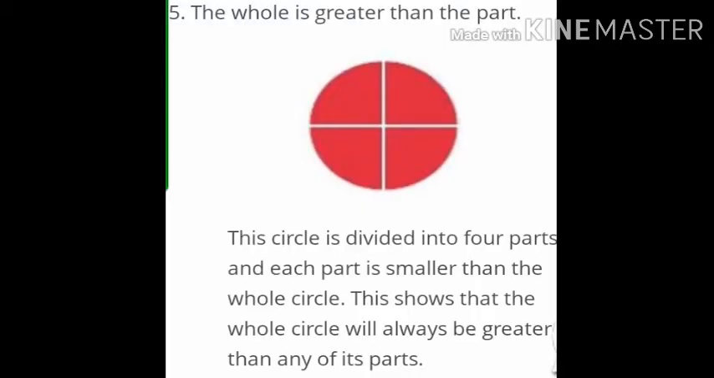Next axiom: the whole is greater than the part. Observe this picture. The circle is divided into 4 equal parts and each part is smaller than the whole circle. This shows that the whole circle will always be greater than any of its parts.